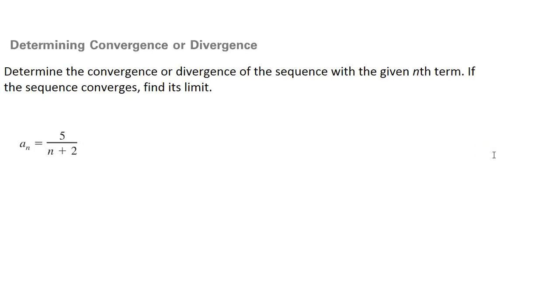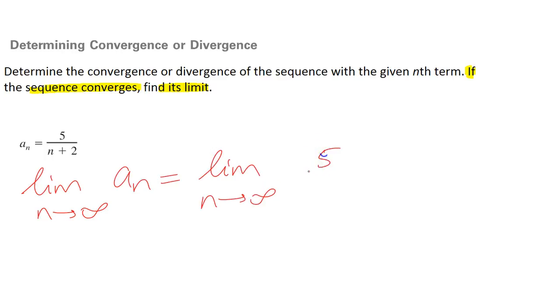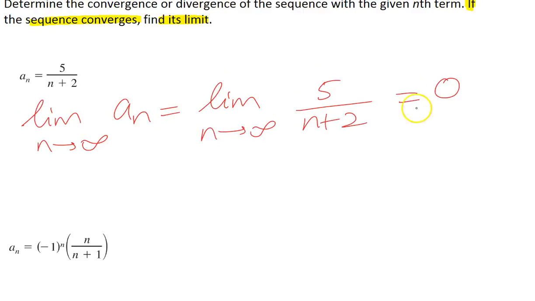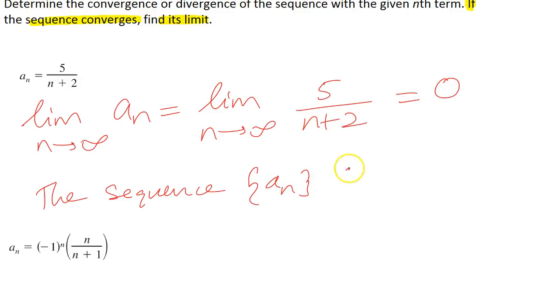Determine the convergence or divergence of sequence with the given nth term. If the sequence converges, find its limit. Okay, so let's find the limit as n goes to infinity of the nth term, that is limit as n goes to infinity of 5 over n plus 2. That limit is 0. And this is a finite number. So we say the sequence a_n converges.